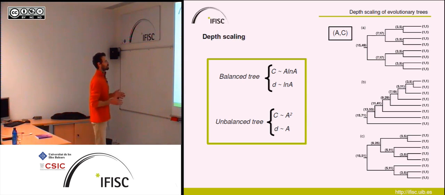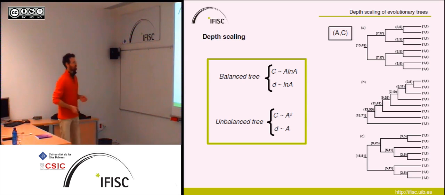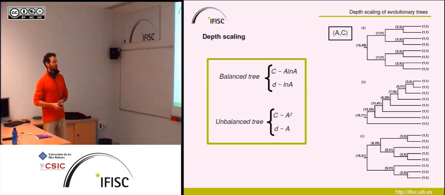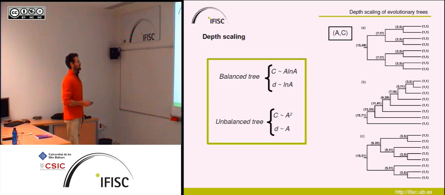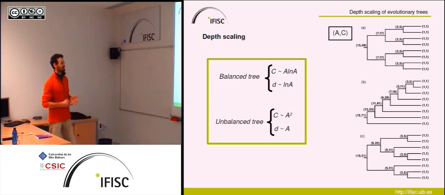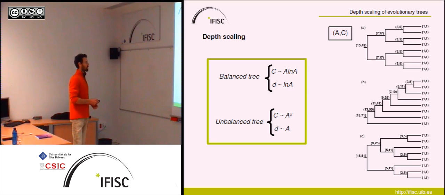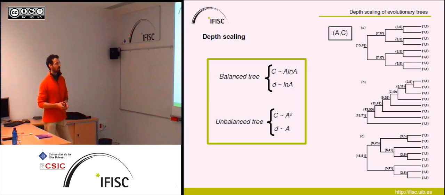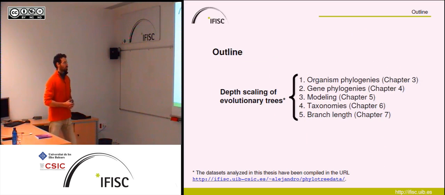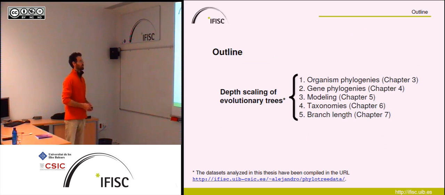And if we focus on the scalings for these measures of the shape for the 2 extreme topologies, what we observe is that for a fully balanced tree, C and D scale logarithmically as a function of A, while for the fully unbalanced tree, what we observe is that C follows a square A dependence, while D shows a linear dependence with the branch size.